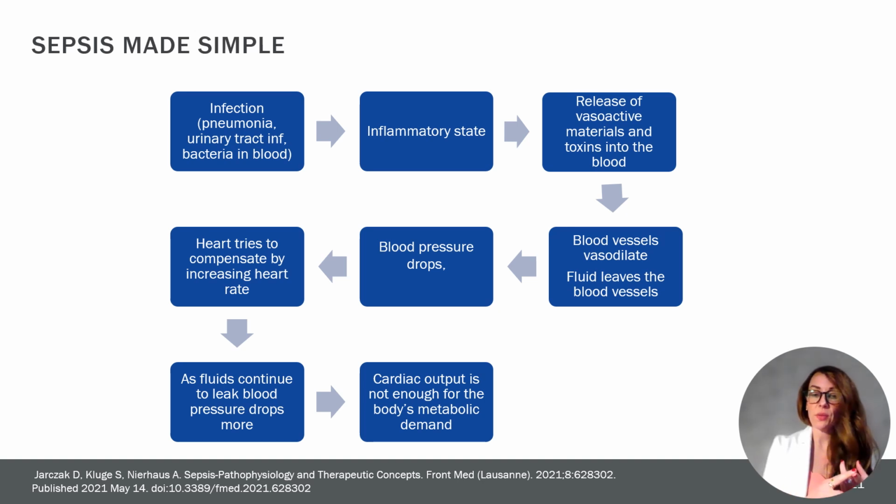So we have infection, which creates inflammation in the body, and we know that the primary source site of infection for sepsis is the lungs, or the respiratory tract, which is why you're going to see rates of septic shock rise during flu season, for example. So you have infection that creates inflammation, that releases the vasoactive materials and toxins into the blood, that makes the vessels vasodilate, and fluid leaves the vessels again.